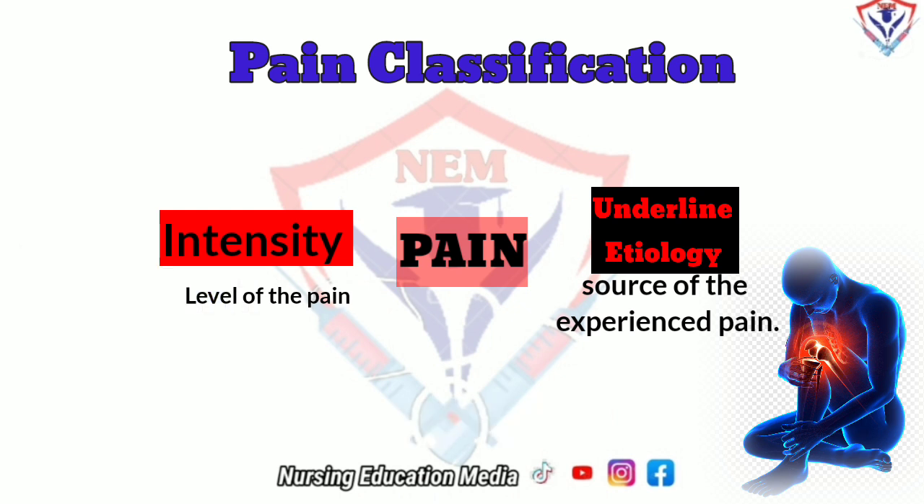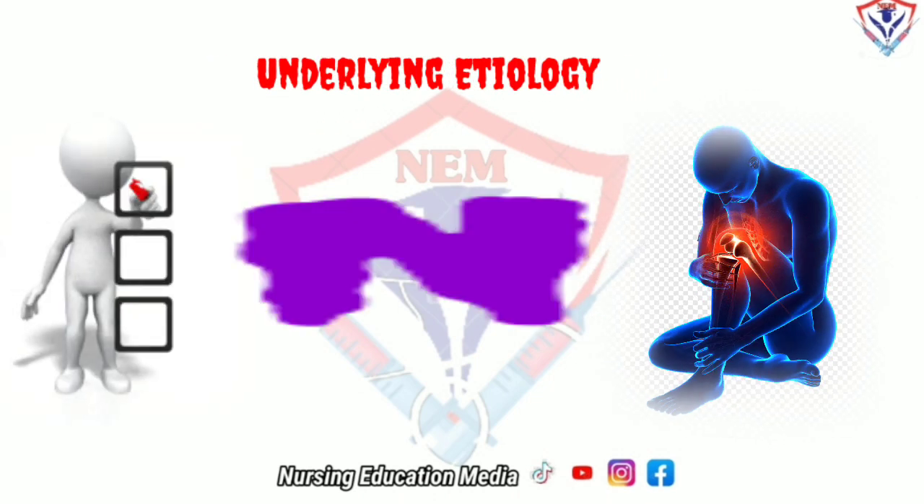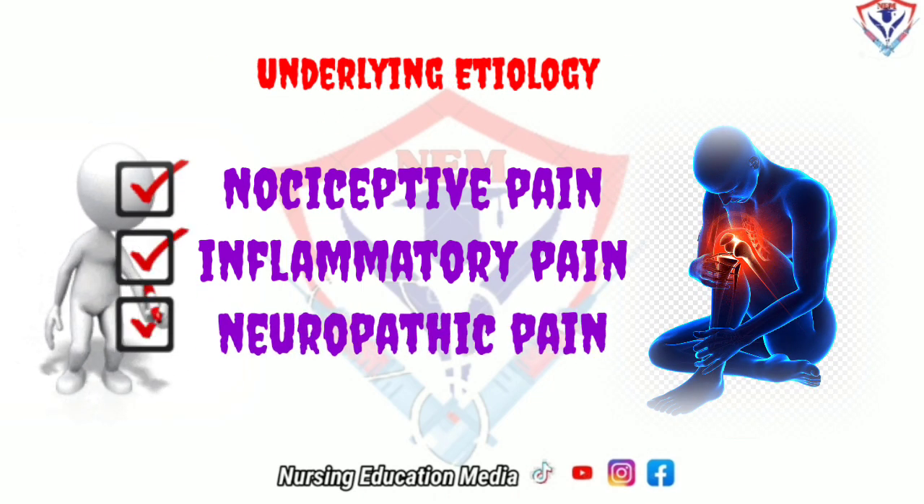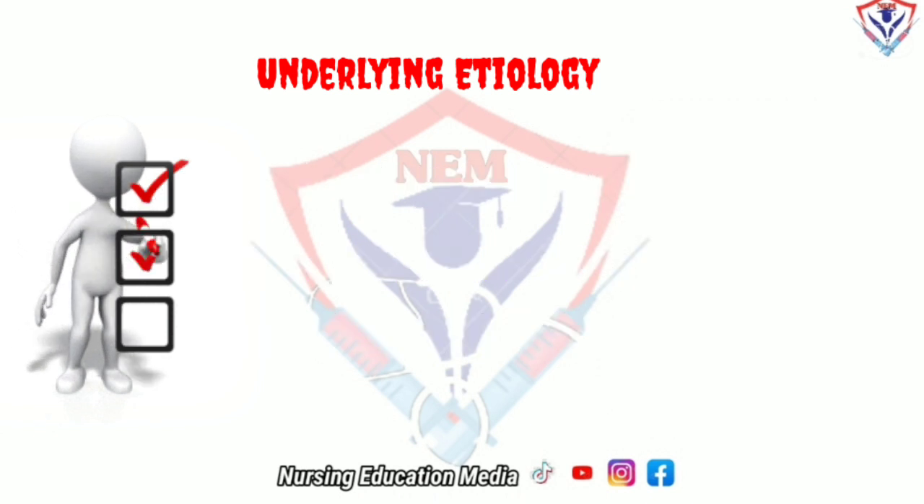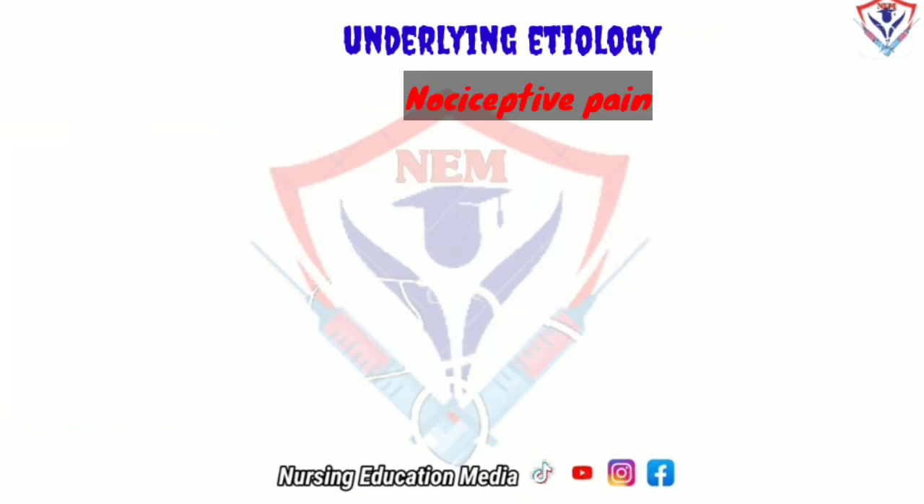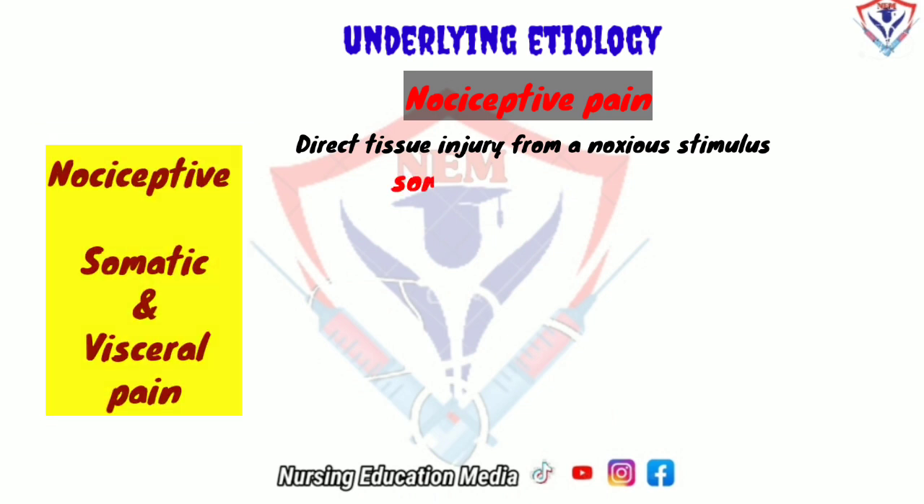First comes underlying etiology. With underlying etiology, pain can be classified into nociceptive, inflammatory, and neuropathic. First, let's discuss nociceptive. Nociceptive pain is the result of direct tissue injury from a noxious stimulus, and it is further classified into somatic and visceral pain. Let's look into its description, character, and example one by one.